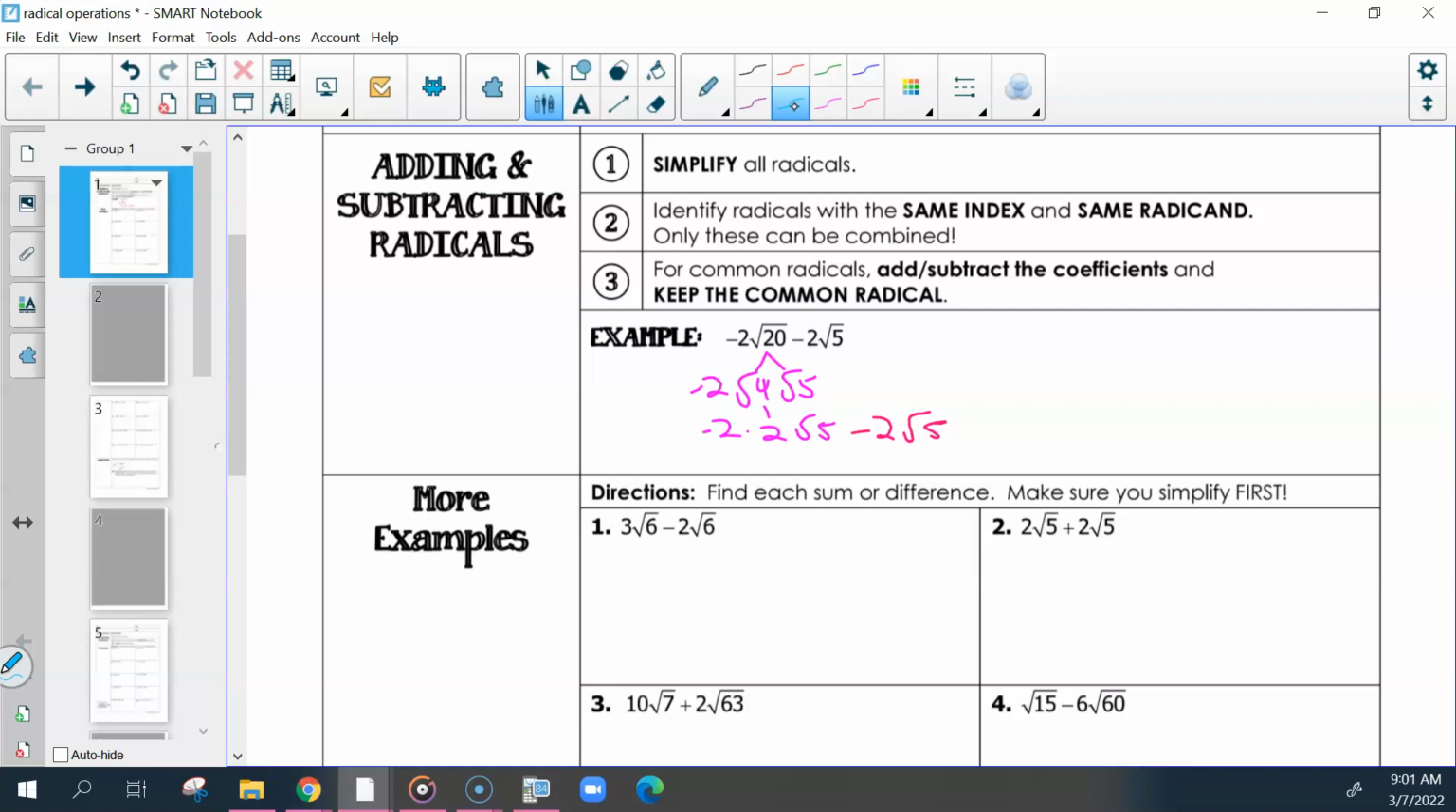Now we can simplify this part. So negative 4 times the square root of 5 minus 2 times the square root of 5. Now we have the same index and the same radicand. So I'm going to write this like this: negative 4 minus 2 times the square root of 5. I'm just focusing on the numbers in front, simplifying that part, and then bringing the radical next to it.